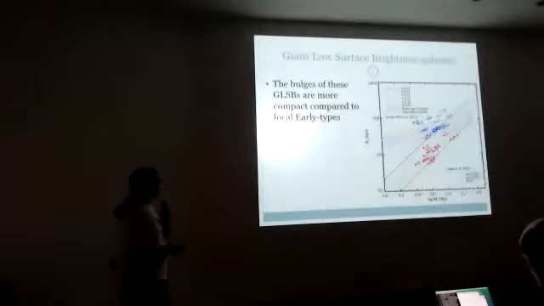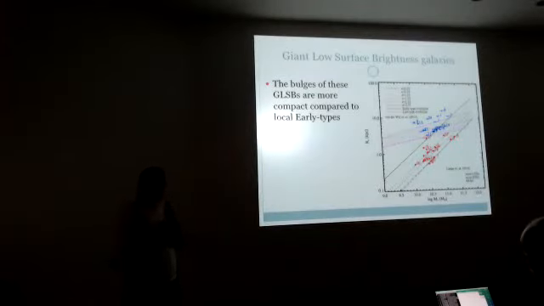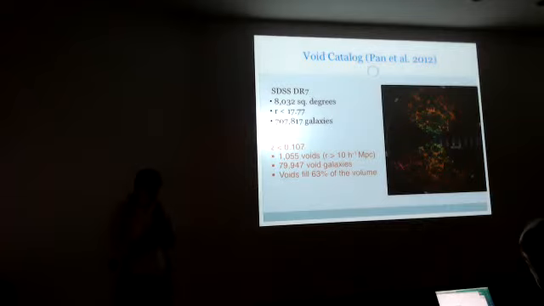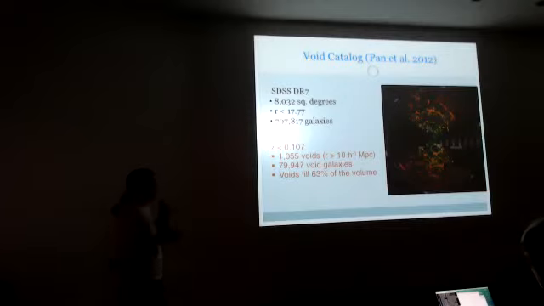So yeah, these are things that we are still checking to confirm whether this result is robust. In the meantime, we are also interested in looking at the environments of these low surface brightness galaxies. A couple of years ago, a postdoc in our group developed a void catalog from the SDSS, based on SDSS data release 7, and used a void algorithm to find the void structures and the wall structures.